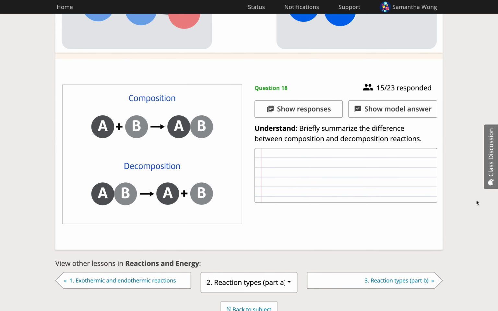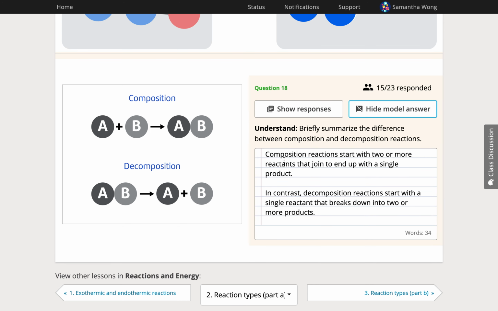Now, question 18. Briefly summarize the difference between composition and decomposition reaction. Now, you're given a diagram on the side here to help you out as well. And what we now know is that a composition reaction starts with 2 or more reactants that join to end up with a single product.